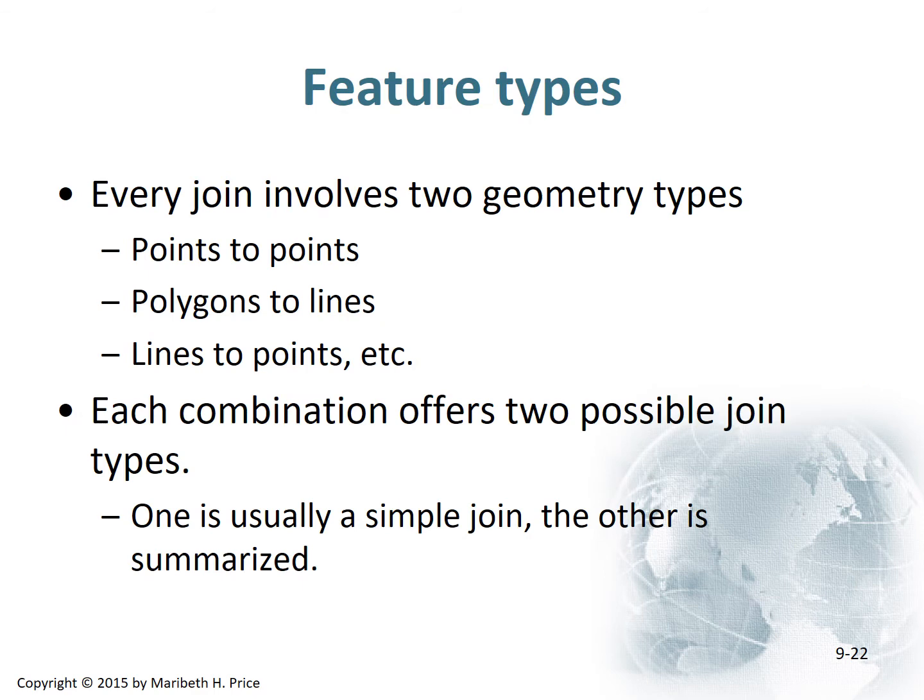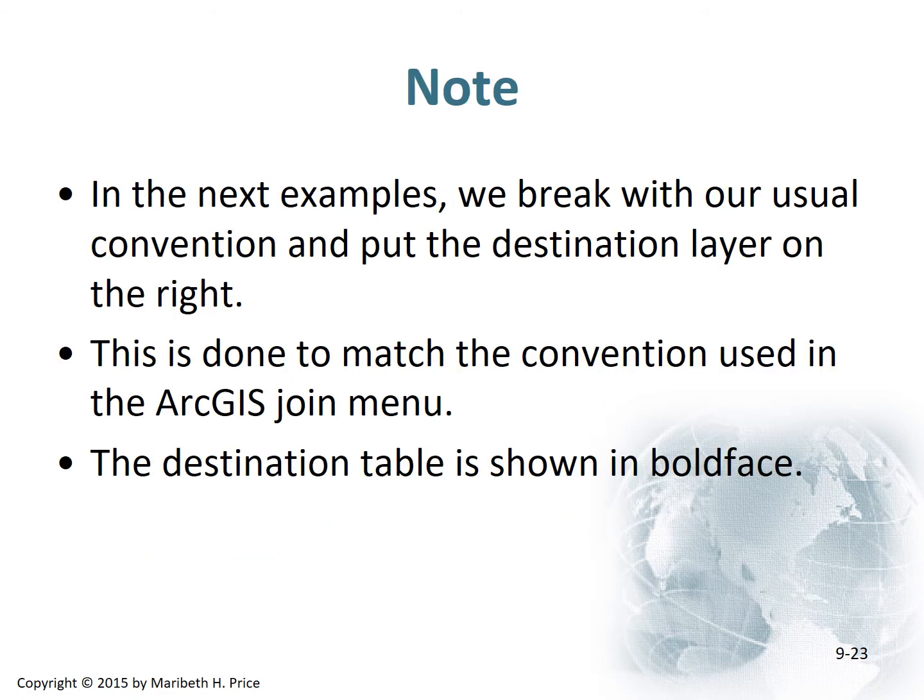Feature types. Every join involves two geometry types. You're talking points to points, polygons to lines, lines to points, etc. Each combination offers two possible join types. Usually one is a simple one and one is a summarized one.